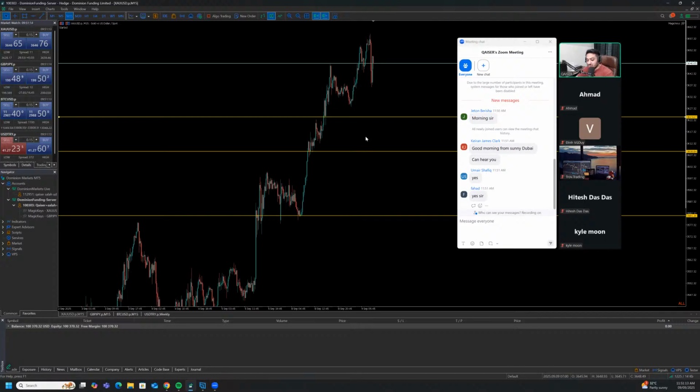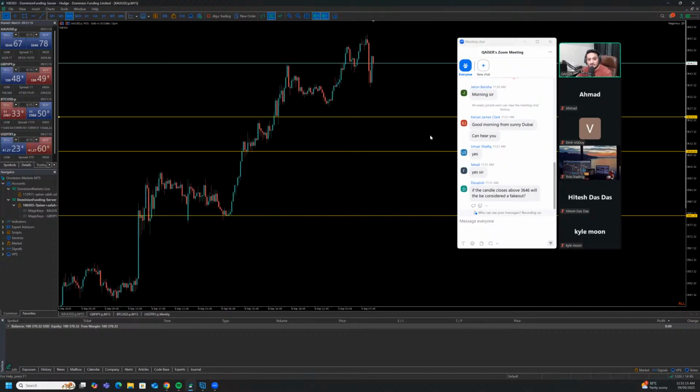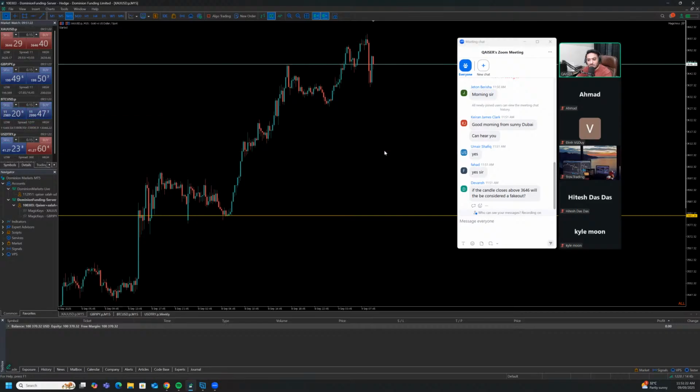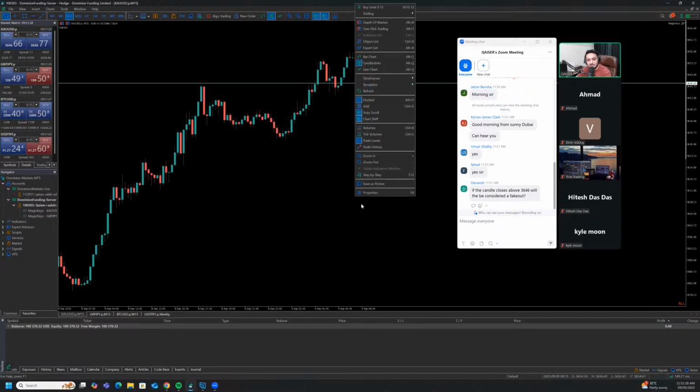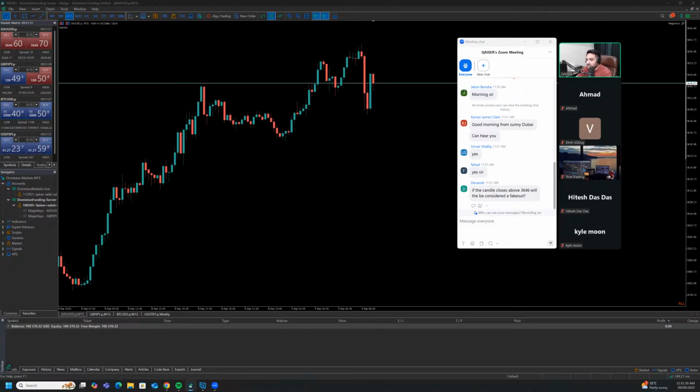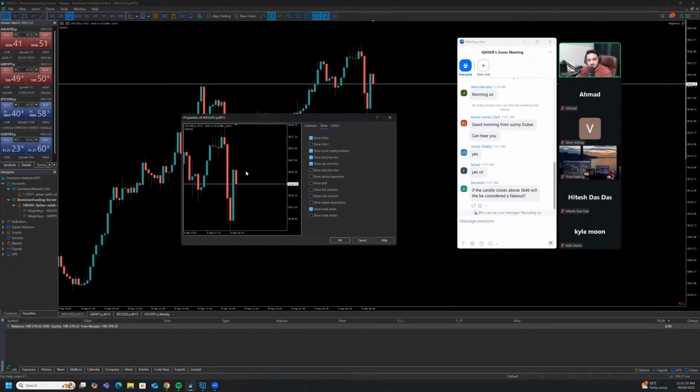Let's just break down the chart on gold. What's going on with gold? Wow, it's showing a lot of volatility. Let me remove these things first. So here we go. Let me zoom in. I just need to scale it and adjust the scale.